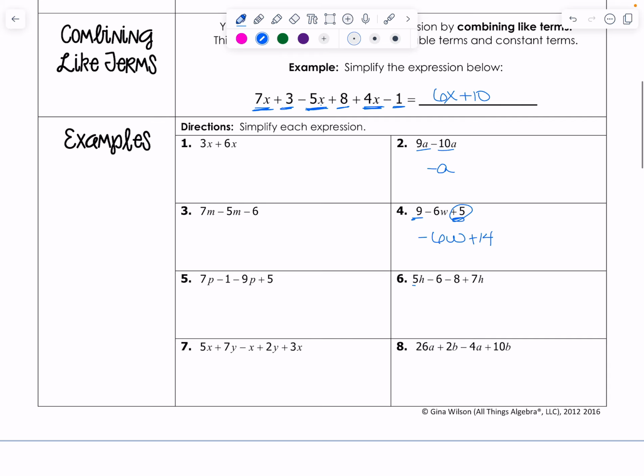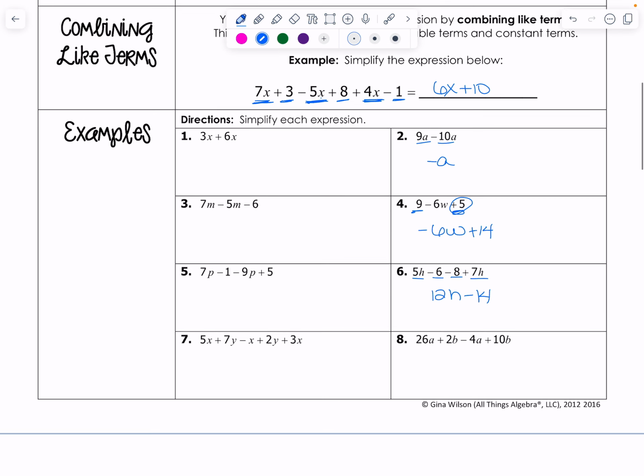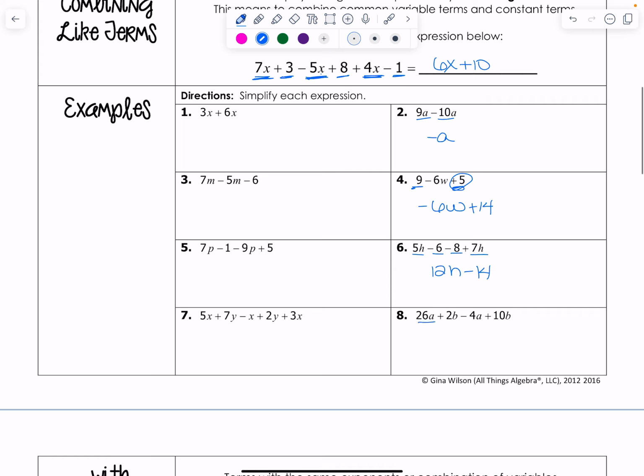We have a 5h and a 7h gives me 12h's. And then a negative 6 and a negative 8 gives me a negative 14. Here, 26a and negative 4a give me a 22a. And then a 2b and a 10b gives me 12b's.